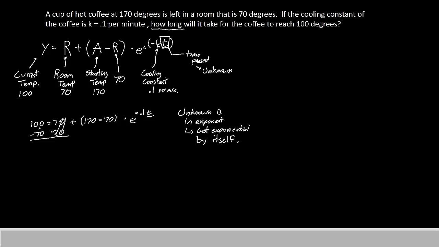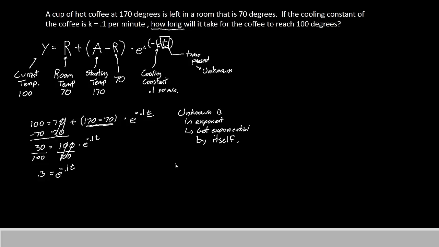Subtract 70 from both sides, and you'll have 100 minus 70 is 30. Let's also simplify this part here. 170 minus 70 is 100 times e raised to the negative 0.1t. Now, because we have a number times the exponential, let's take it away by dividing. This cancels out the 100, and 30 divided by 100 is 0.3 equals e to the negative 0.1t.